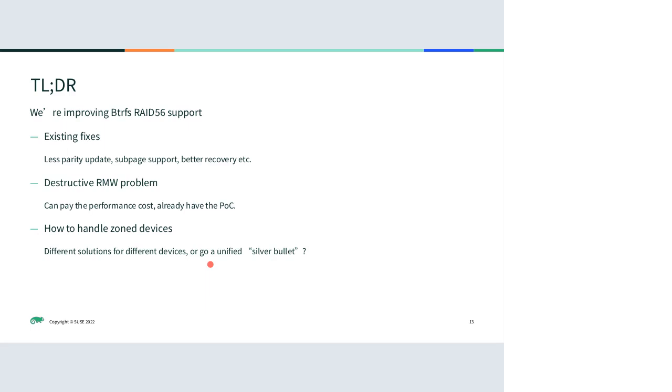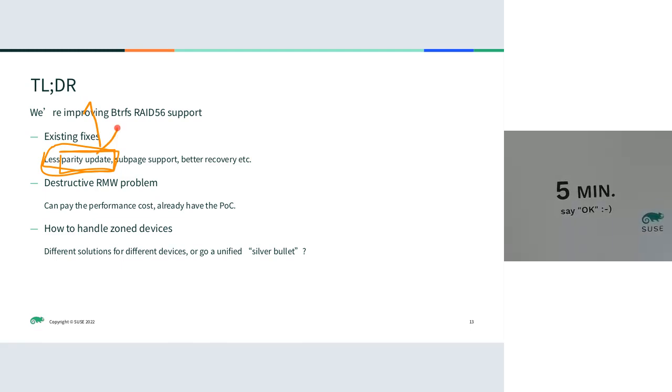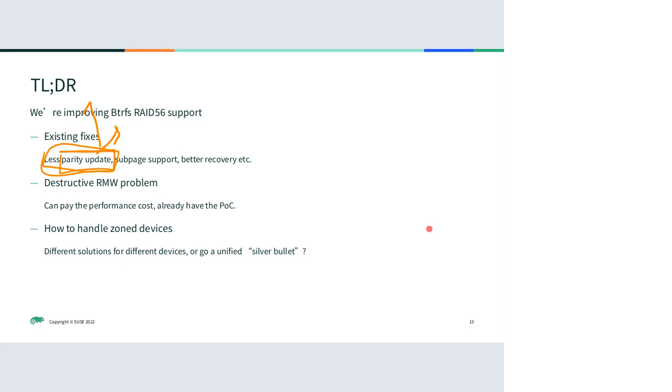In fact, there is nothing left at all. So the TLDR of the talk is, we are doing a lot of existing fixes. Some are less parity update. This parity update problem is related to that destructive RMW, because if we always update parity, no matter what, of the full parity, there is a higher chance of hitting some rotten bit. So the corruption chance gets increased. So less parity update, in fact, is a good thing. Yeah, thank you very much. It's going to finish in 5 minutes, no problem.